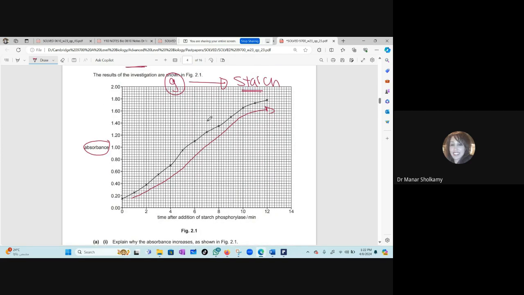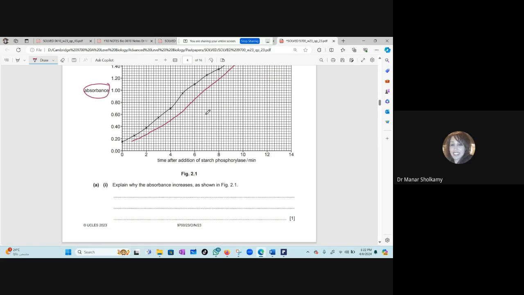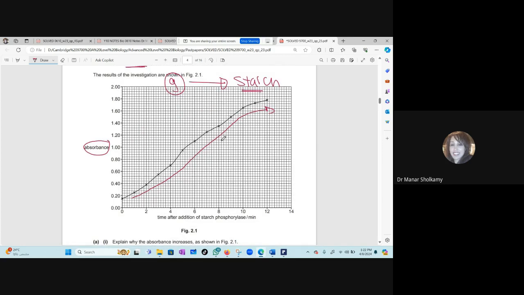Here we created a calibration curve. It's not really calibration because it's not over concentration, but here is the absorbency over the time. Boys, do you understand the graph? Do you understand the experiment? Yes. Good. Explain why the absorbency then, Noor, increases as shown. Why would the absorbency increase? We just said it.